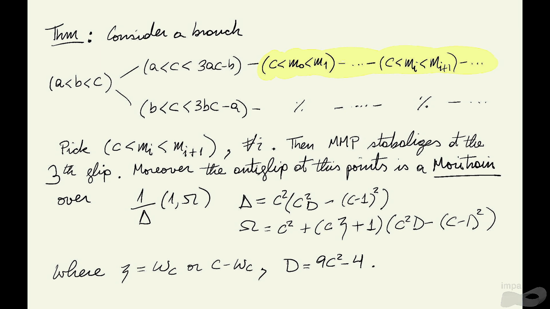So what does it mean? Branch means that you keep C, and then you mutate the others, keeping C. And there are 2 ways to do it. That is why you have 2 branches. Then it happens that when you run MMP for all of these triples, this MMP stabilizes at the 3rd flip. So you do 3 flips, and then you go to the same surface. So you're going far away, you do 3 flips, and you go to the same surface.